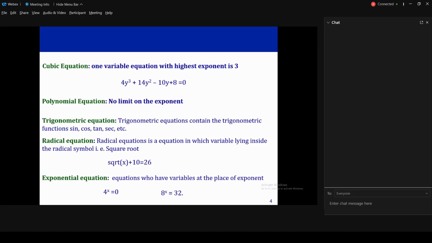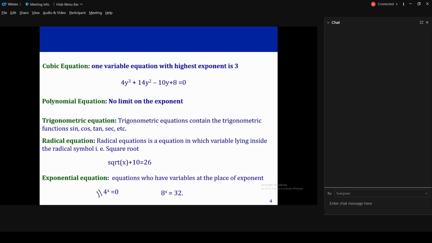Trigonometric equations. These are equations containing trigonometric functions such as sine, cos, tan, sec, etc. A radical equation is an equation in which the variable lies inside the radical symbol, that is square roots or any radical symbols. If the variable lies in that, then it will be called a radical equation. And the last one is the exponential equation. In these equations we have variables in the place of the exponent. So look at these equations. 4 raised to the power x is equal to 0.